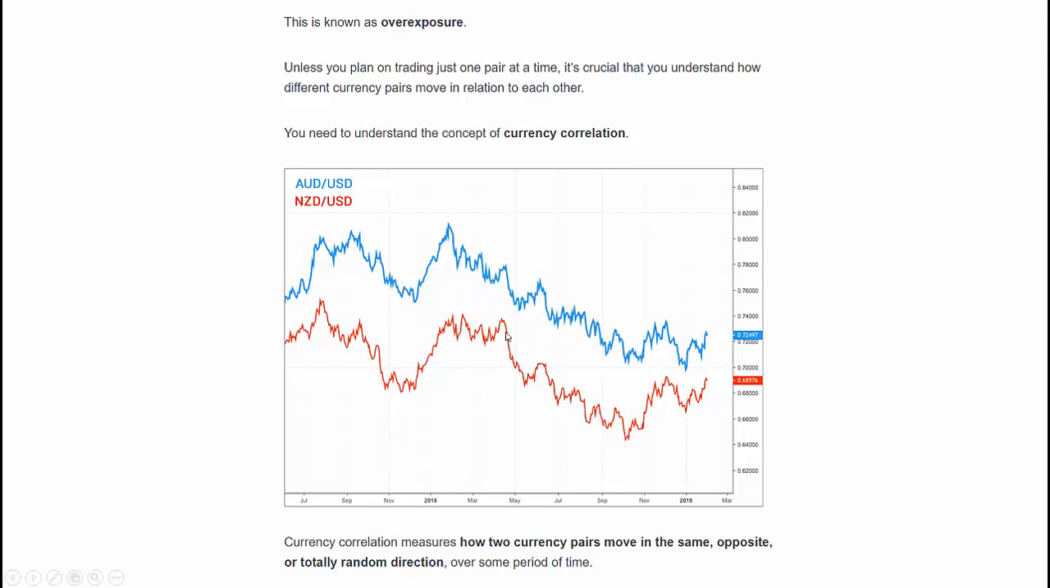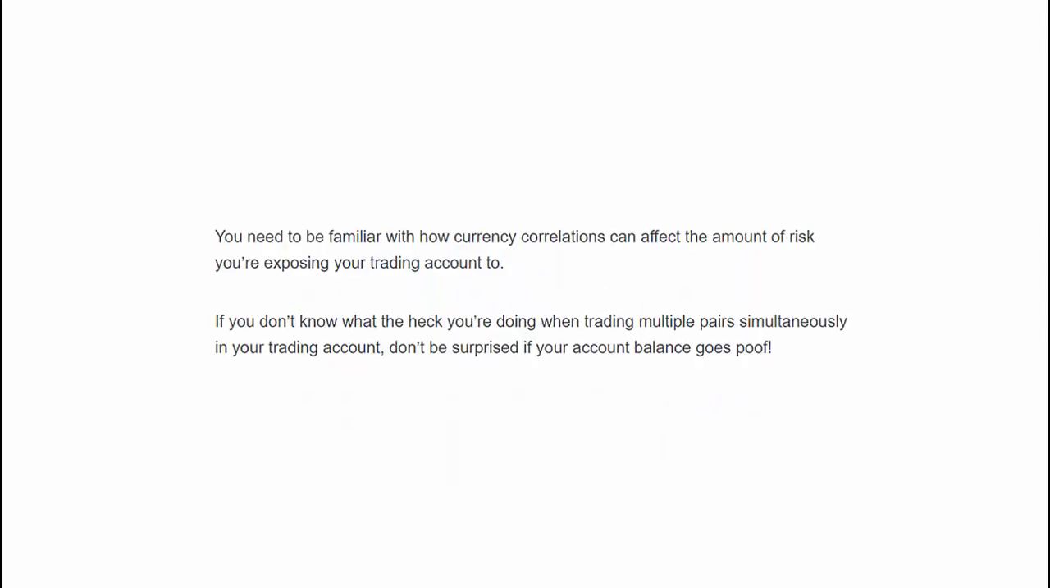And the correlation, you see you have 2 different ones, the Aussie and the Kiwi, and they're virtually identical in the way they move. Okay, so it's very important to make sure that you're not overly exposing yourself to risk by having 2 of the same thing, or not necessarily the same thing, but something that's moving in the same way, that are highly, highly correlated. You need to be familiar with how these correlations affect risk.